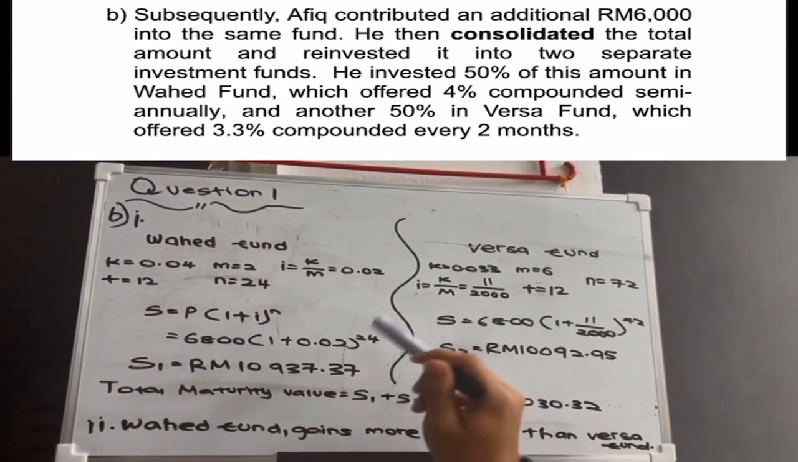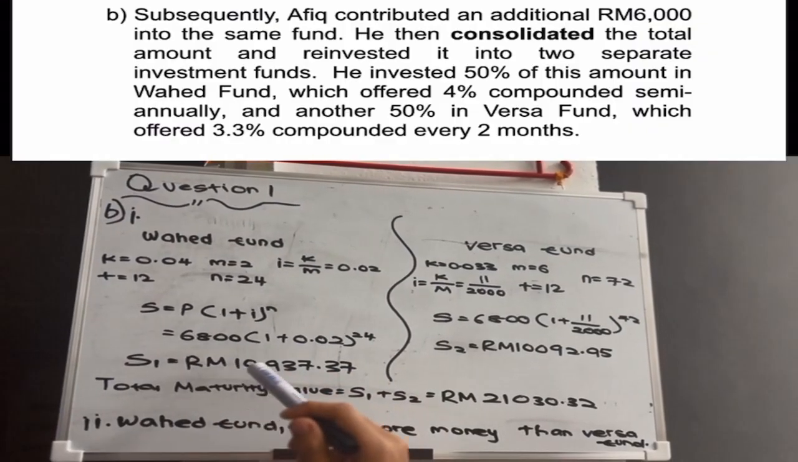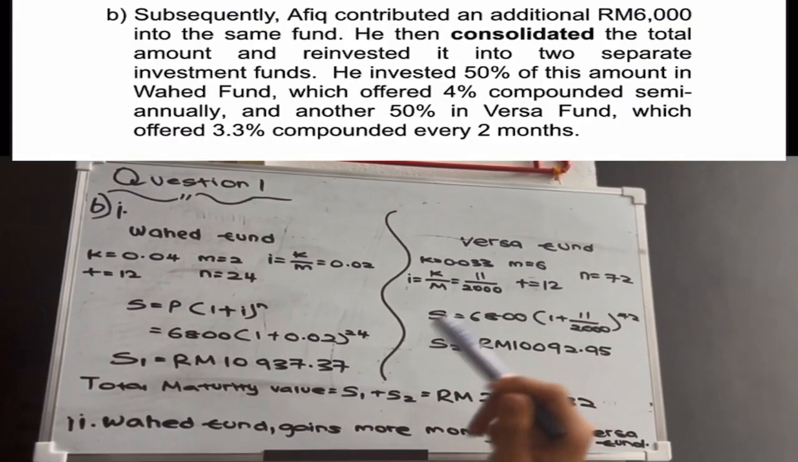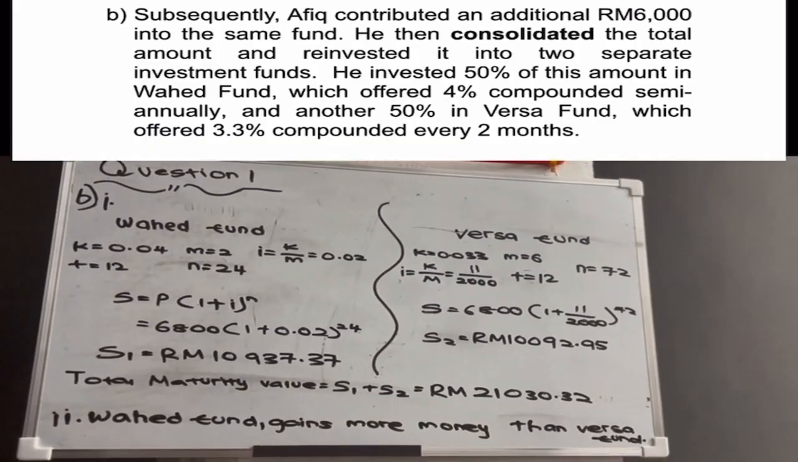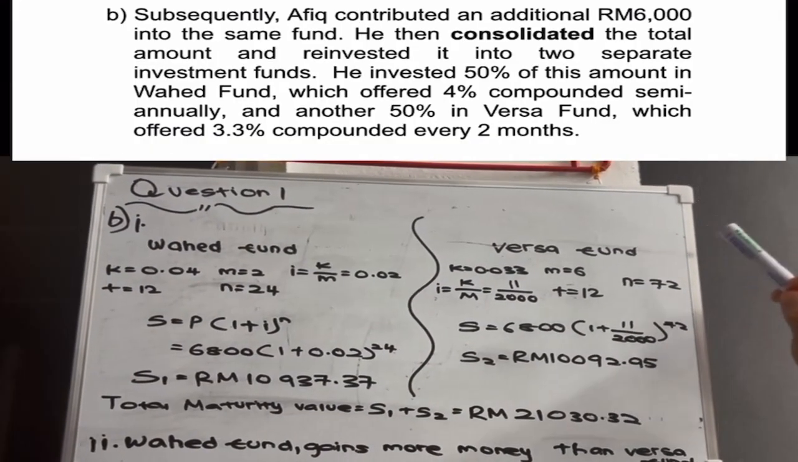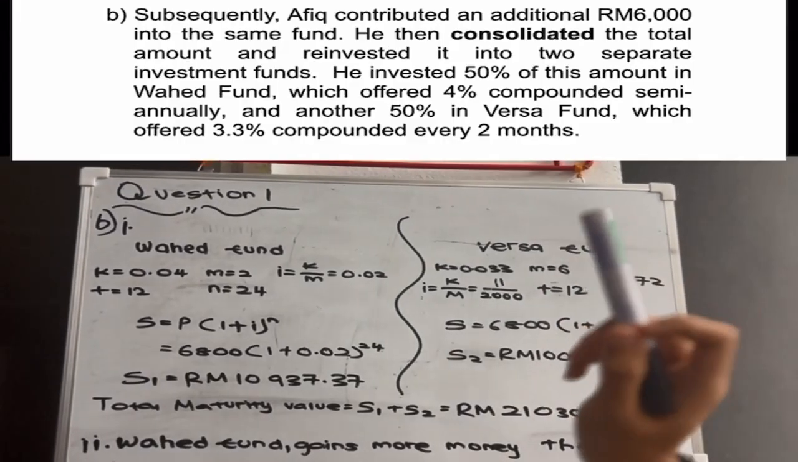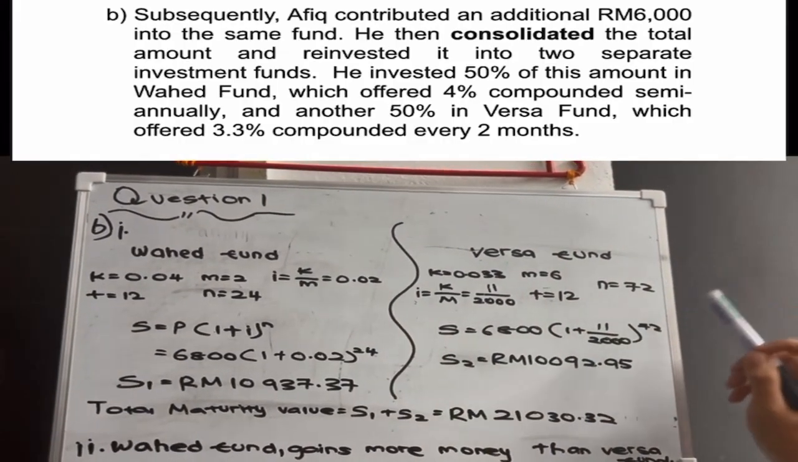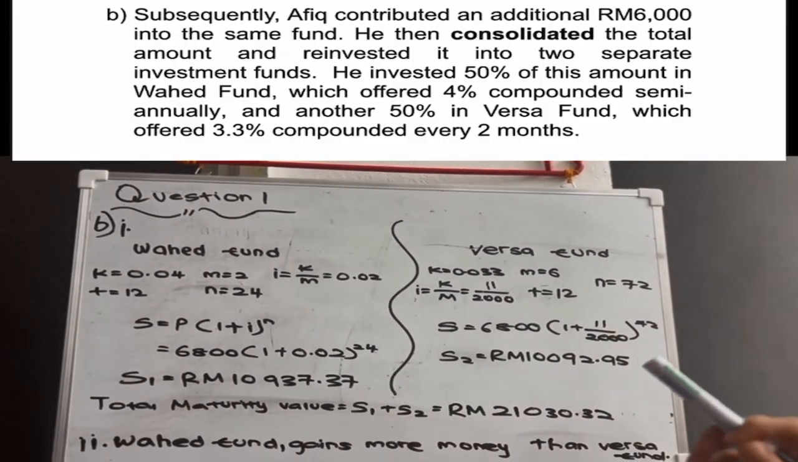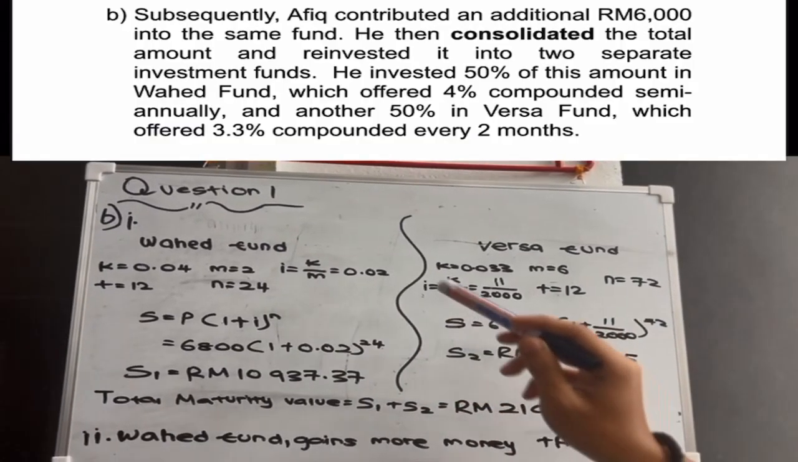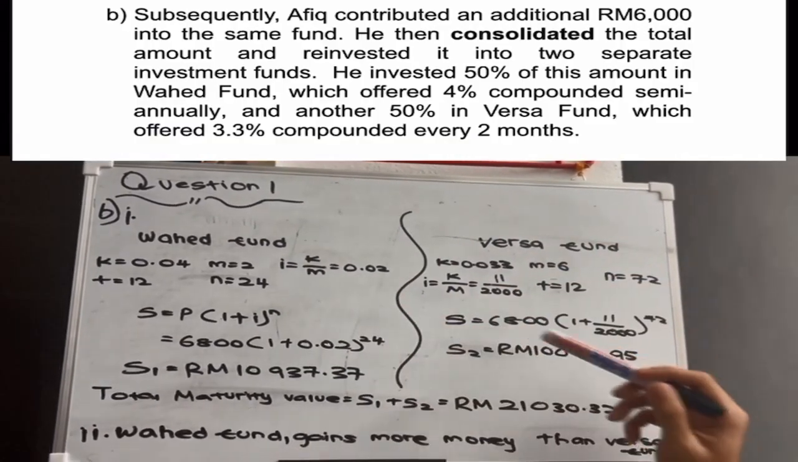So we need to calculate it. So we get S1 is 10,937.37. Let's continue with the Bursa Fund. So the I we can get here is different from the Wahid Fund, and the N is 72, different from the Wahid Fund. But we use the same formula as the Wahid Fund.